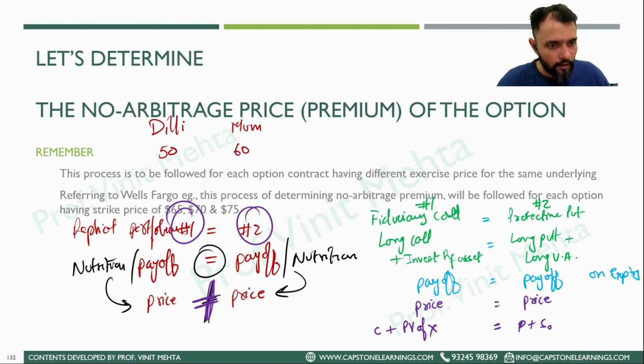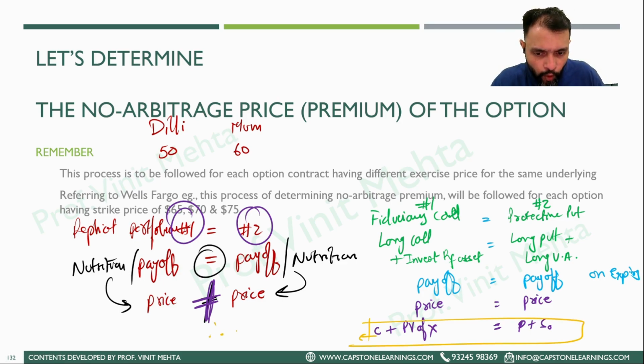And once you get this, remember we are talking about the no arbitrage premium. It becomes very easy, people. You take this equation, and then I will write that, therefore, I am trying to find out the no arbitrage premium for call option. So therefore, C is equal to, I'm just using algebra, P plus S0 minus present value of X. That's how I get the call option premium using this approach.